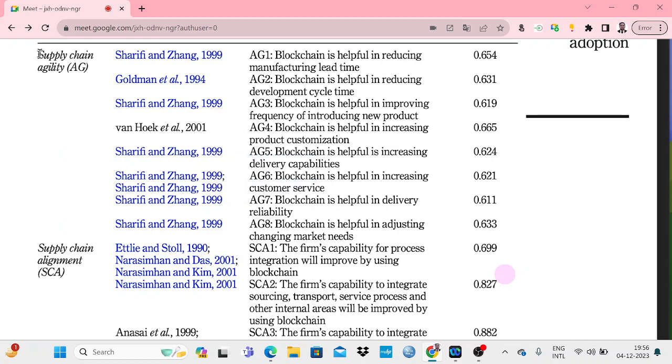Basically, if you want to capture any abstract concept, let us say supply chain agility, that is, how flexible is the mind of the supply chain manager or the operations manager who is sitting at the top forming strategies for the supply chain of your company.